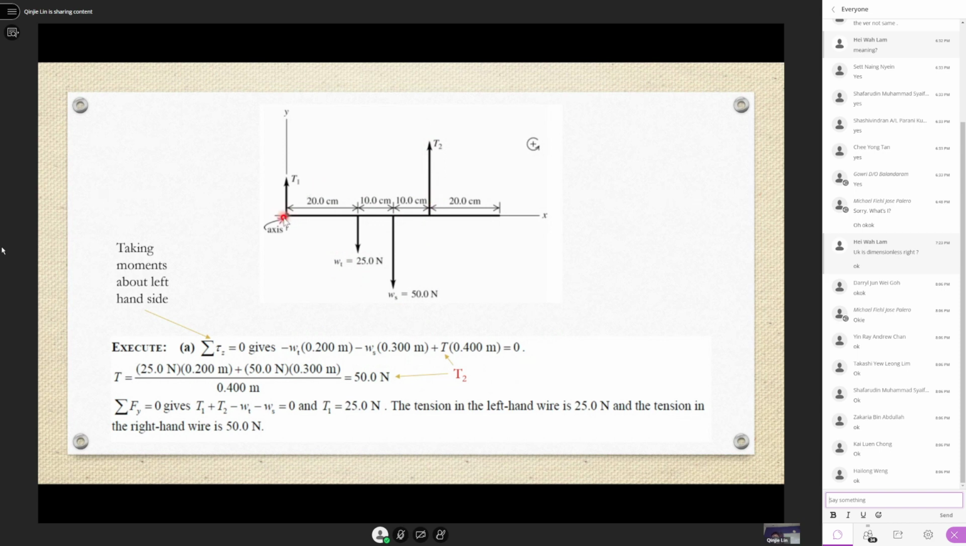Then to find T1, it's very simple already, because T2 is already known. You just have to take your summation of forces in the y direction. You have T1 plus T2, both pointing up. You have both weights pointing down, that's why minus, and it equals 0. From here, only T1 is unknown, so you solve for your T1.